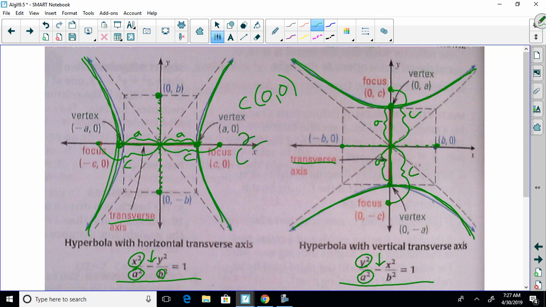Here's the equation that relates A, B, and C. For ellipses, it was C squared equals A squared minus B squared. For hyperbolas, it's C squared equals A squared plus B squared. It's really easy to remember for hyperbolas, because you might notice it's really the same as the Pythagorean theorem. One last thing. You'll notice these dotted lines.